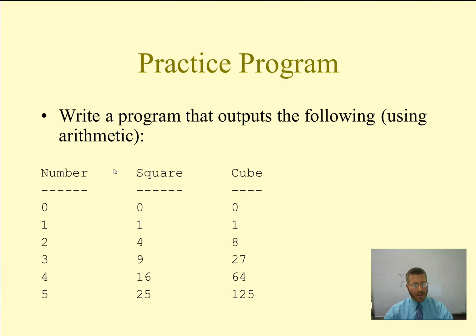Now, the way that we print things out, as you've seen, is we print them out horizontally. So we can't print the entire column first and then go and print the second column. We have to print out line by line. So we're going to need to print out the value 0, then print out the square of 0, then print out the cube of 0, followed by a new line. Then print out 1, print out the square of 1, print out the cube of 1, followed by a new line, and so on all the way until we get down to 5.